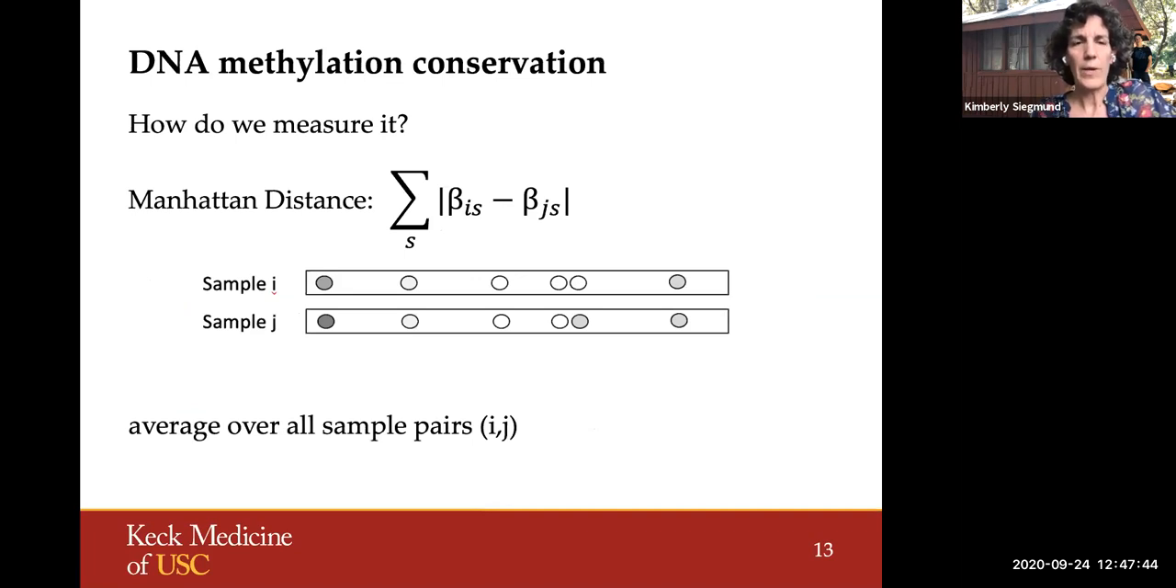So how are we measuring methylation conservation? So Emil did this work with Paul, and they started with Manhattan distance. So Manhattan distance is just taking, so here's our beta value for sample I, sample J. We're just going to take the absolute differences between our beta values between our two samples and sum them over some region, say a gene. And then if we have multiple samples, we'll just average this distance over all pairs. So it's an average Manhattan distance. And then if they're small distances, would be measuring conservation.